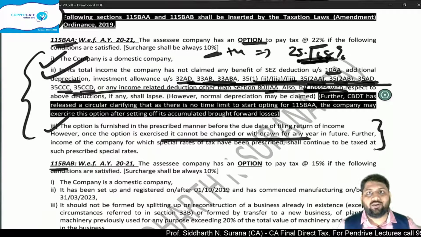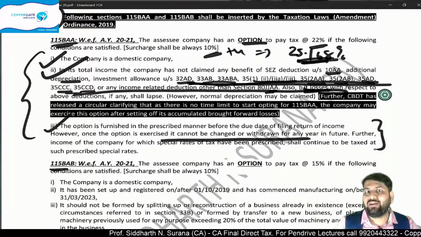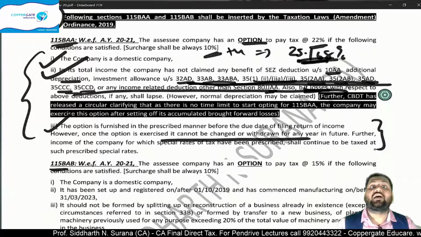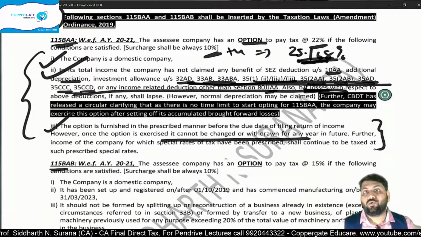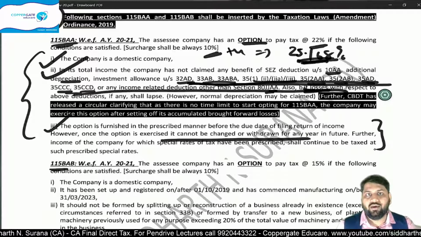Till that time you continue in the old regime where you can take deduction and pay tax at higher rates, and MAT will be applicable. Once your brought forward losses are exhausted, then shift to the new regime, leave all your tax benefits, pay tax at lower rates, and MAT will also not be applicable.